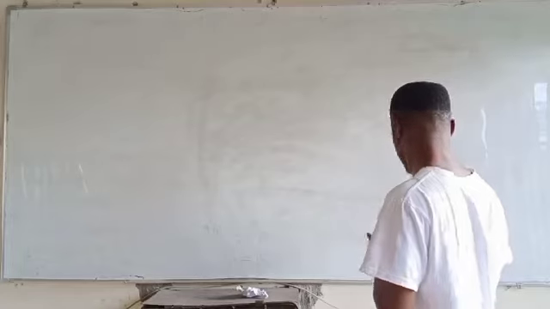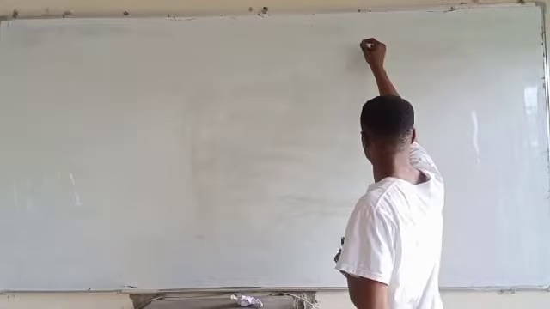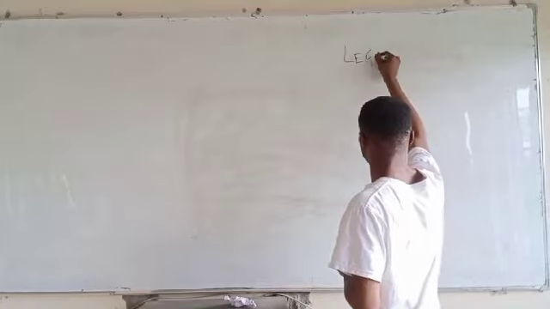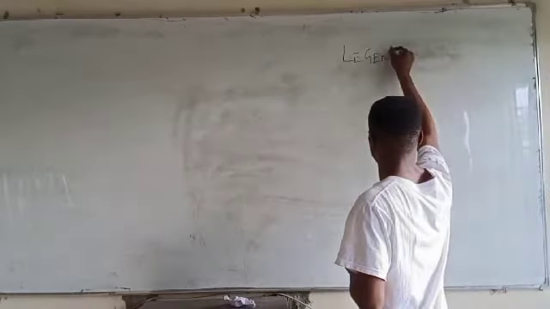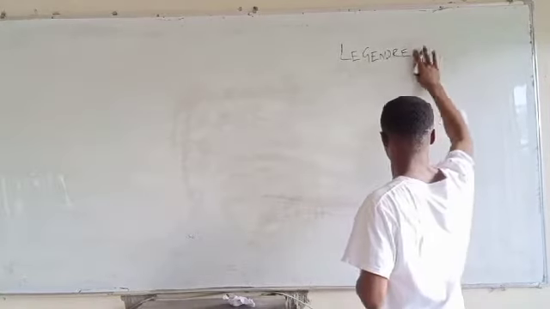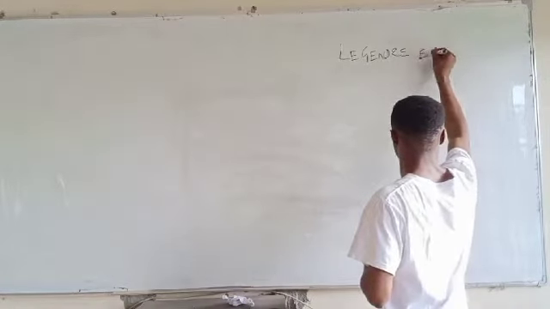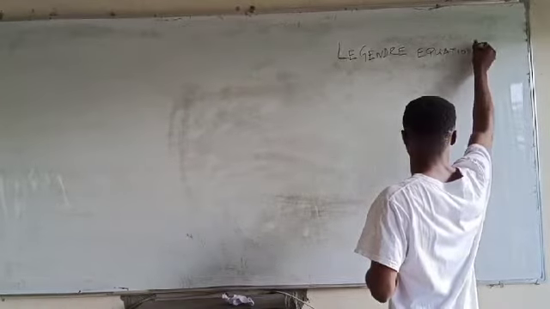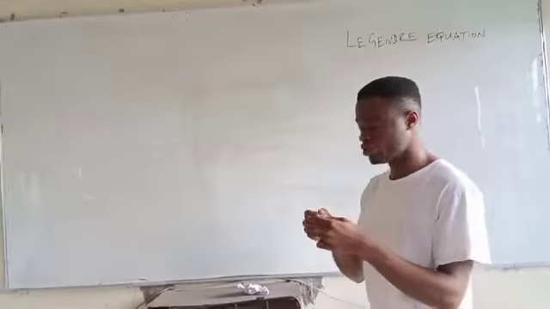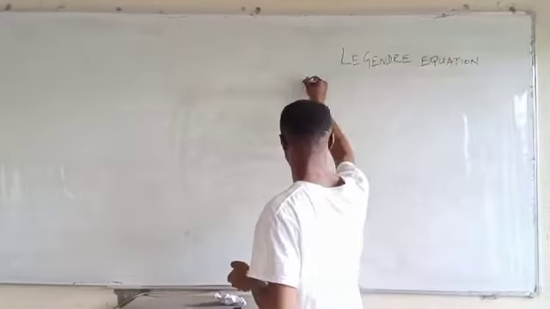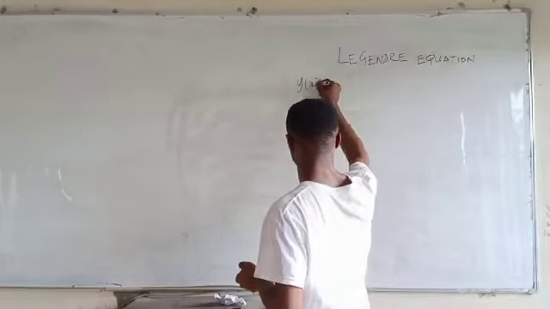Okay, so today we'll be dealing with the Legendre equation. Okay, so the formula for the Legendre is given by y of x is equal to the summation from n equals 0 to infinity of a subscript n x raised to the power of n.